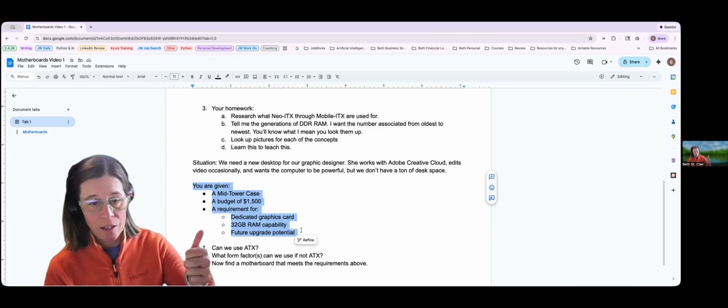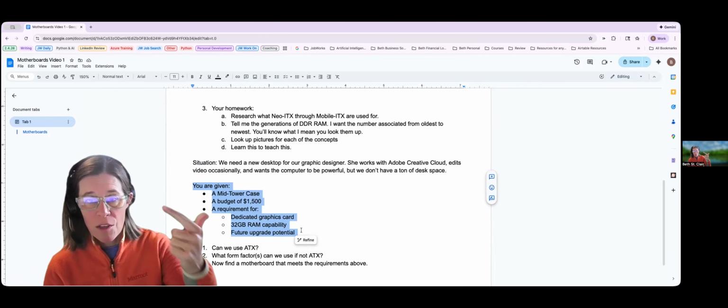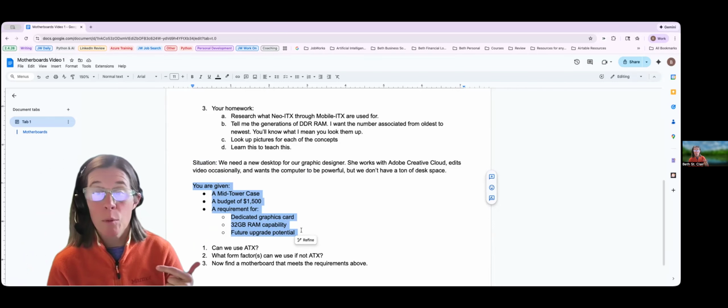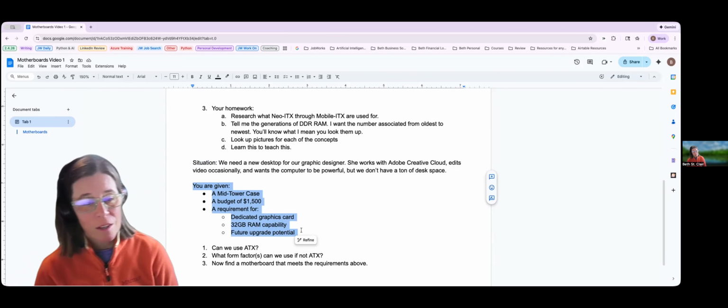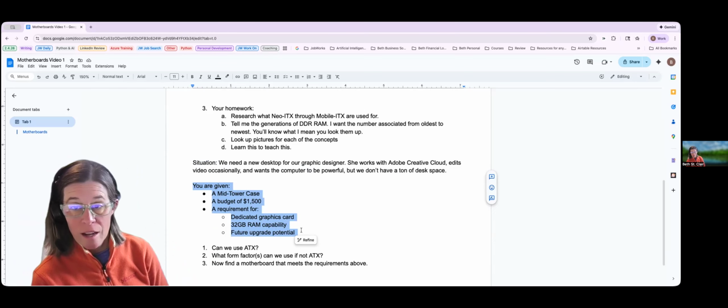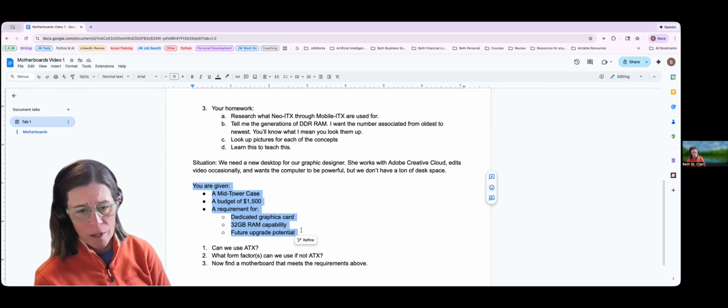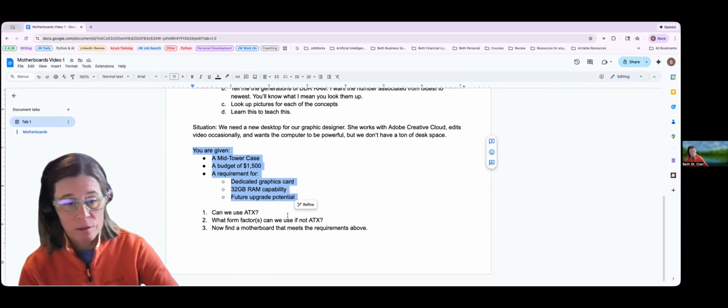So that means dedicated graphics card. Again, think about what she's using it for. 32 gigs of RAM, capable. Maybe it's not currently installed, but capable. So think about RAM bank count, and look that up if you don't know what that is. What do I mean when I say RAM bank count, or the number of slots on the motherboard? Okay, look that up. And then you need future upgrade potential.